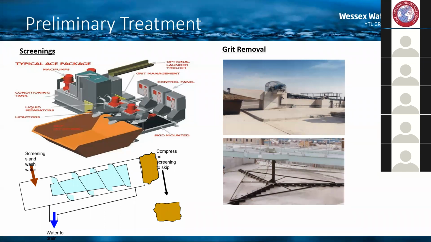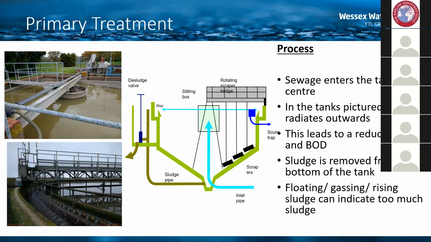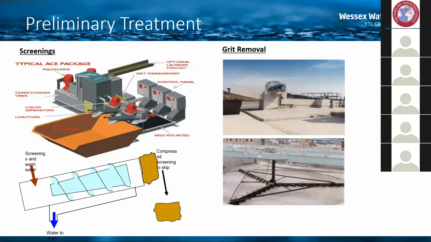After the screenings process, the next part of the process on many sites is grit removal. If we can just go back one slide, please, Laura, thank you. On the grit removal there on the right-hand side, these are typically larger channels or chambers where the flow comes in, slows down and allows the grit to settle out. Again, that's then pumped off into skips and taken away from site. If we can go on to the next slide, please, Laura.